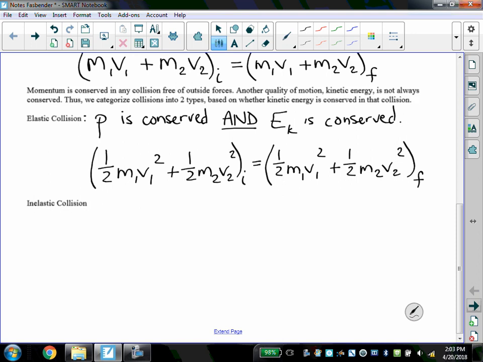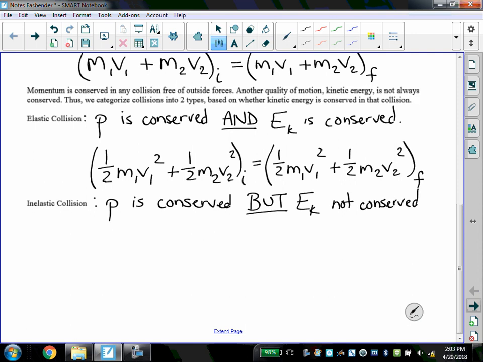The other category is an inelastic collision. So for an inelastic collision, again, it's a collision, so momentum is conserved. But for an inelastic collision, kinetic energy is not going to be conserved. So that little conservation of kinetic energy statement that we wrote directly above is not going to apply if we have an inelastic collision.